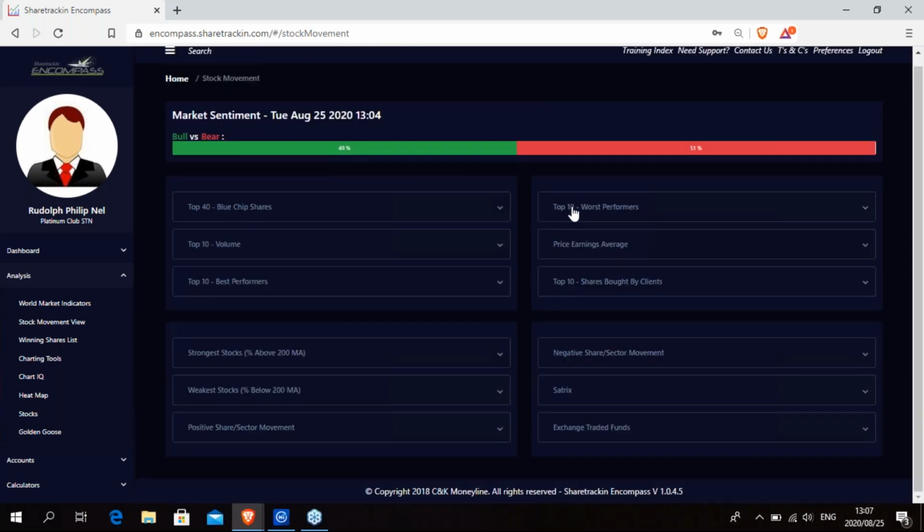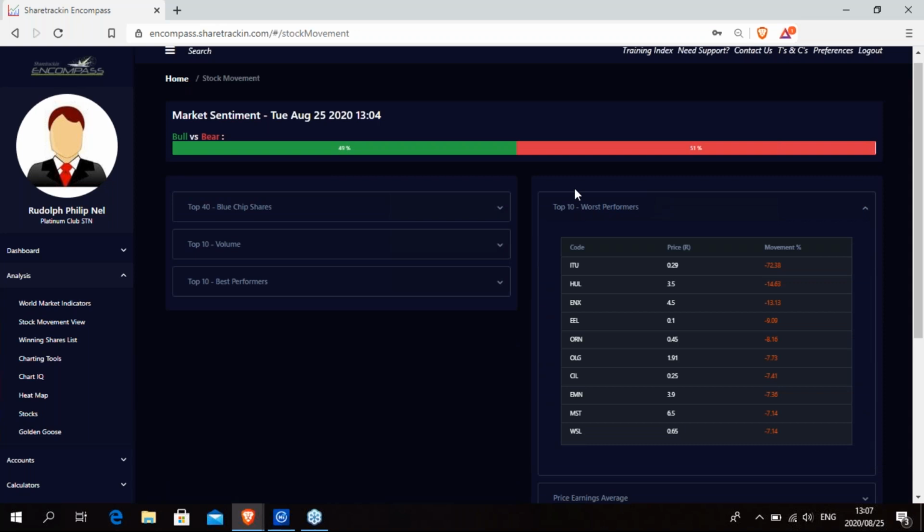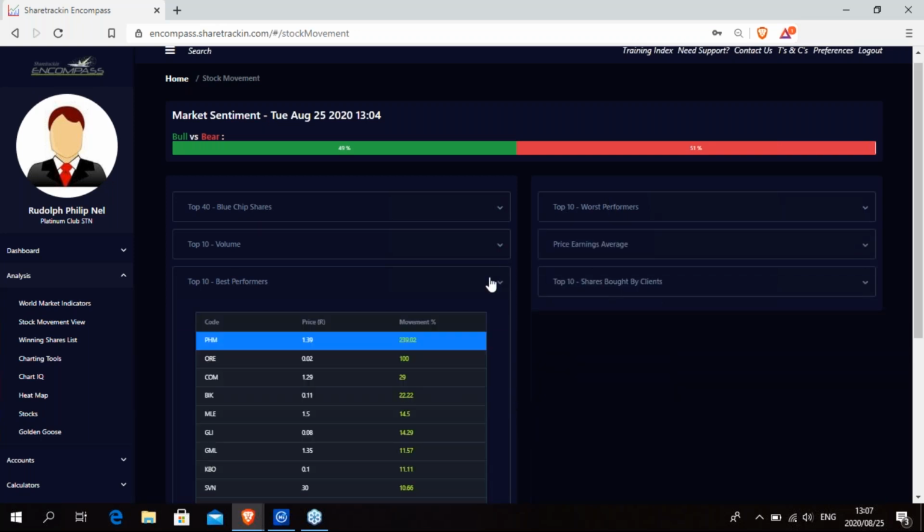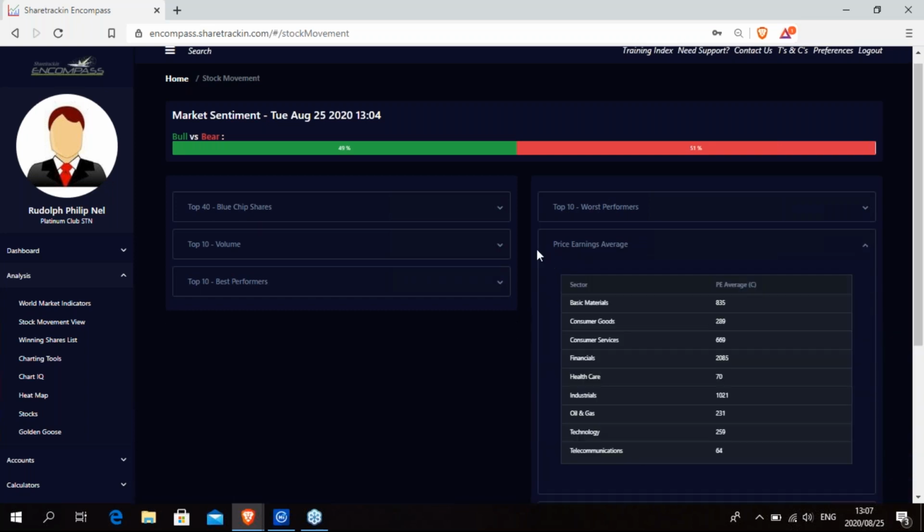Okay, then you get your top 10 worst performers. So that's just the other way around. So the shares basically that has fallen so far for the trading day. Okay, so it's just the other way around of your best performers. Then you get your price earnings average. Now this works on a PE ratio, so it takes the overall PE ratio for that sector, and it works it out on average. Okay. Now the higher that average is, the more trading is basically being done on those shares. Okay, that's a PE average in cents.